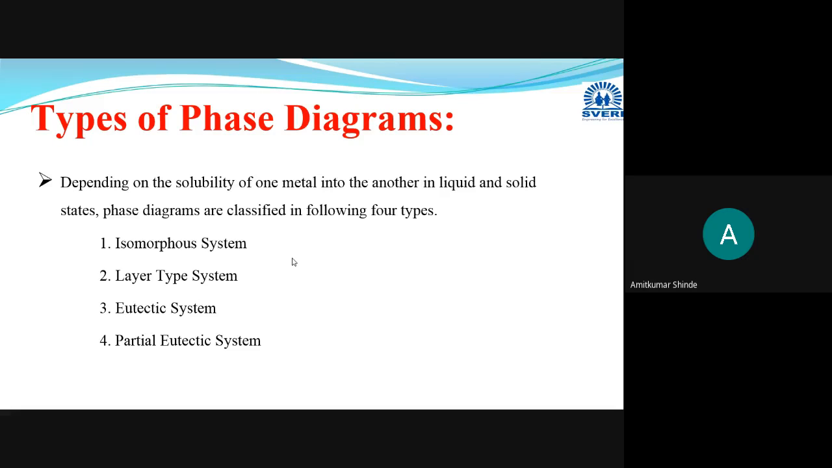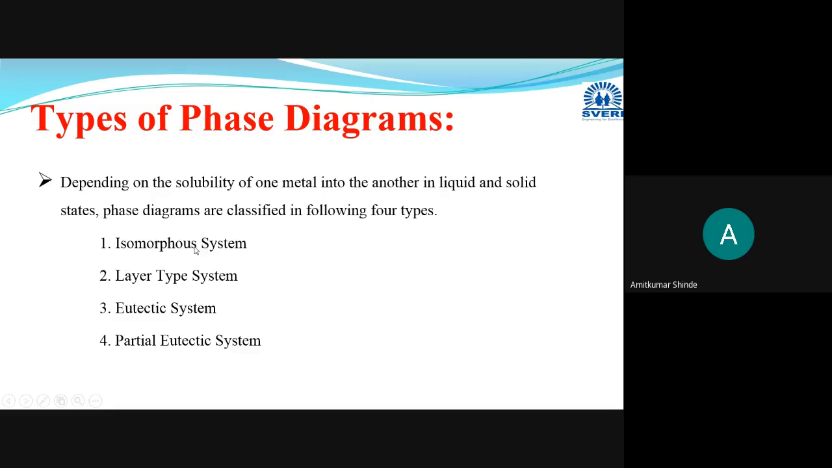Now on which basis are these types of phase diagrams determined? These four types are categorized depending on the solubility of one metal in the other metal in the liquid state and in the solid state. Now we will discuss them one by one.